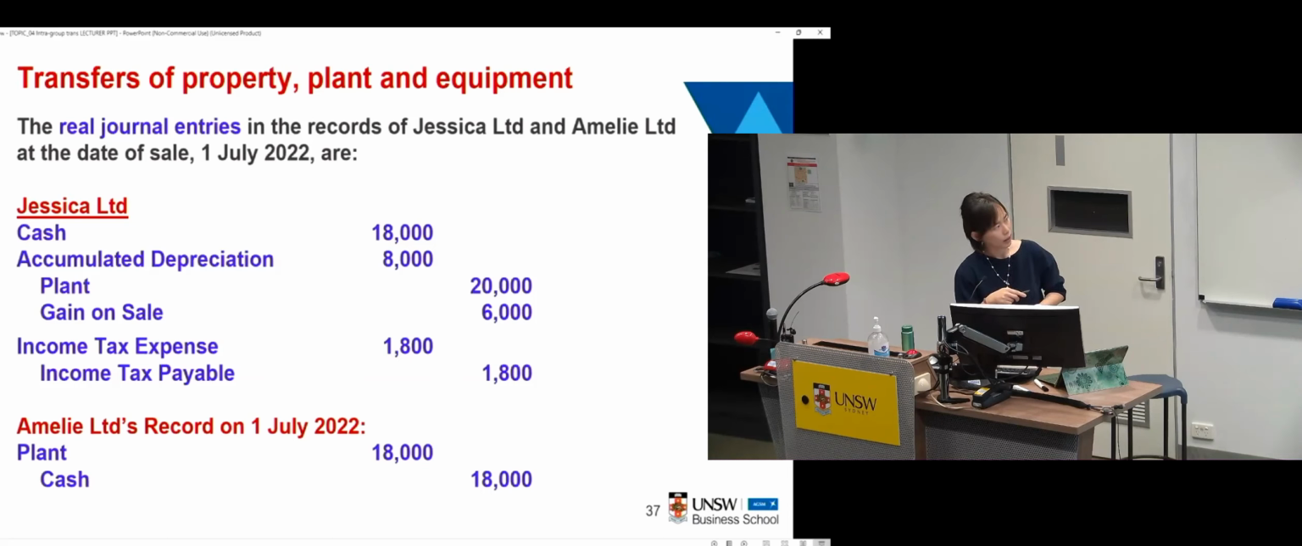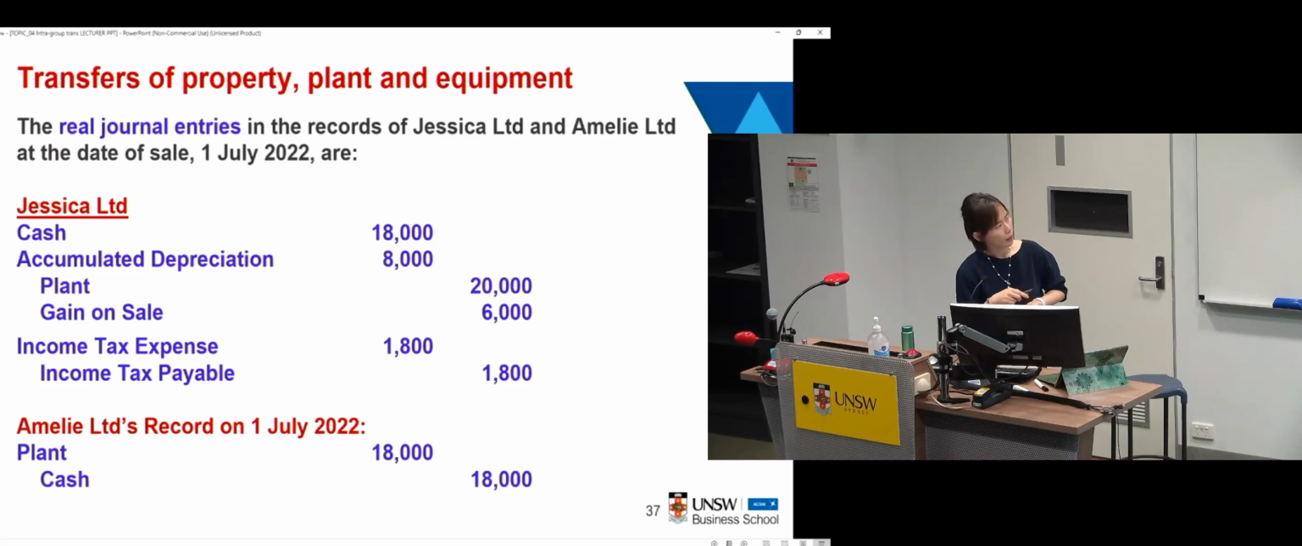Jessica then recognized a gain on sale of 6,000. You can see the 6,000 gain is included in Jessica's current year profit and loss, and Jessica pays tax based on that. However, from the group viewpoint, these gains on sale remain unrealized and are required to be eliminated in the worksheet.